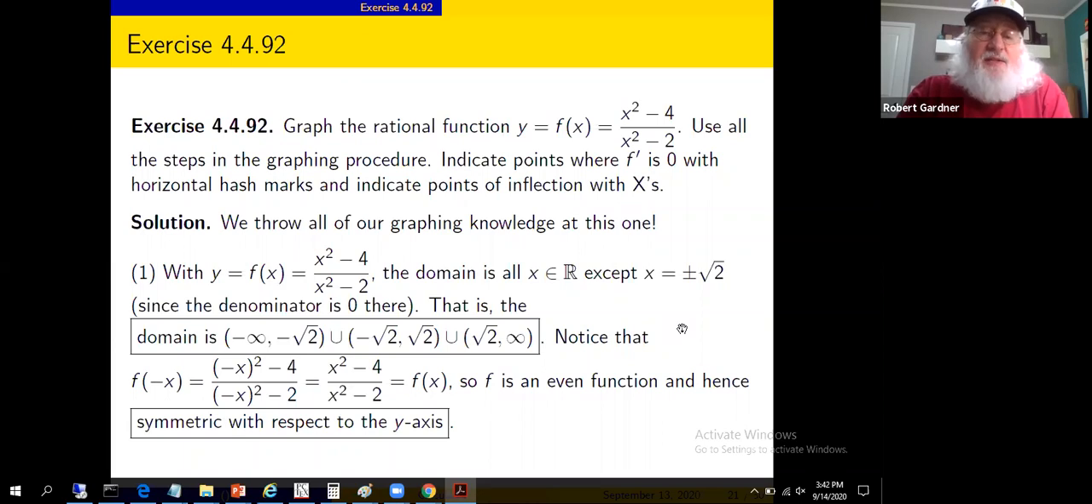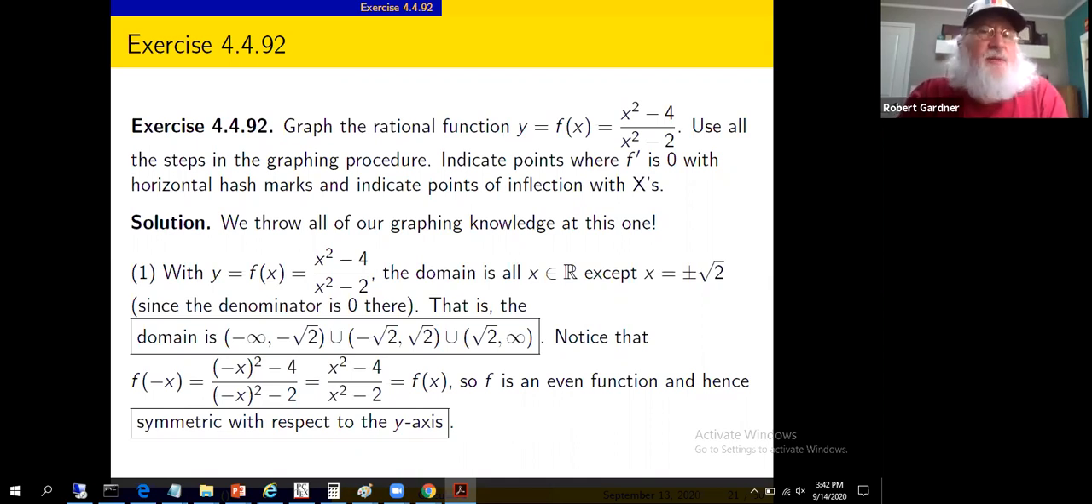Oh, they ask us about symmetries. If I replace x with negative x and I get the same value of the function back out, it's an even function. You do, because of these exponents of 2. If I replace x with negative x in the function, I get the same function out that we started with. Such a thing is an even function. It absorbs negative signs. Yeah, of course it does, because of the squares. That tells you we've got symmetry with respect to the y-axis.